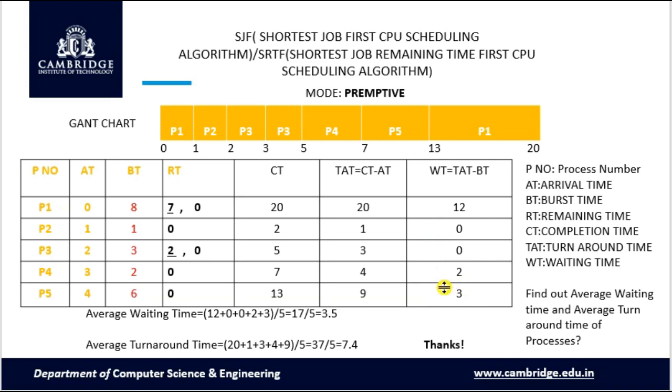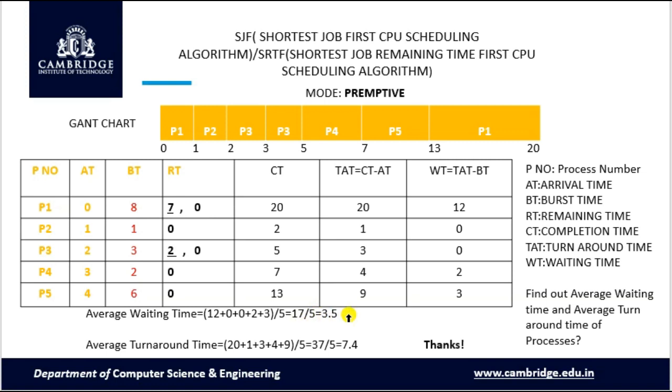Now what is the question? Find out the average waiting time and average turnaround time of the processes. Average waiting time is found by adding the individual waiting times of the processes. That means 12 plus 0 plus 0 plus 2 plus 3, divided by 5. 5 is the number of processes. It comes to 17. 17 divided by the number of processes, 5, comes to 3.5 units or seconds.